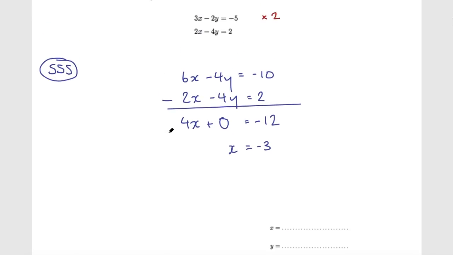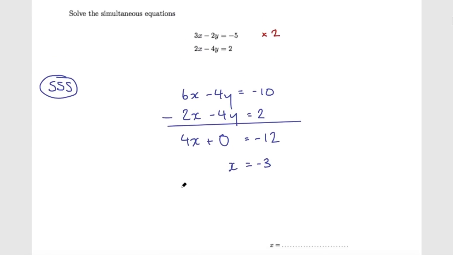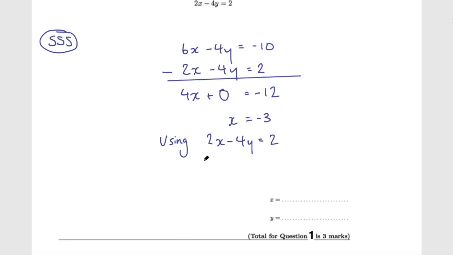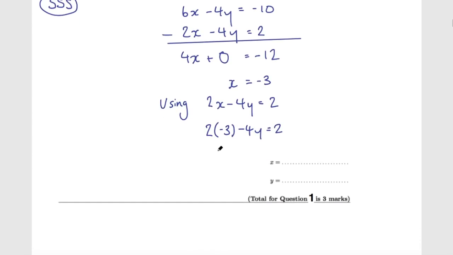And then we can substitute that back into one of these equations. So I'll say using 2x minus 4y equals 2. I'll use that equation. I can substitute this minus 3 in where the x is, so this is going to be 2 times minus 3 minus 4y equals 2. So this is minus 6 minus 4y equals 2.